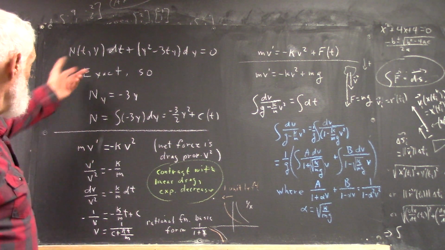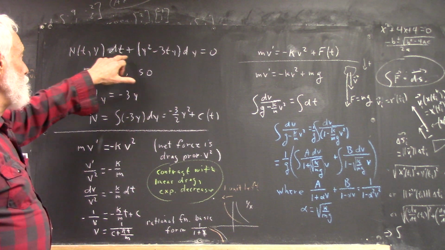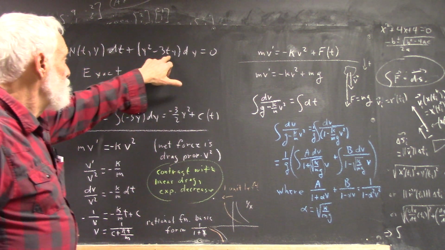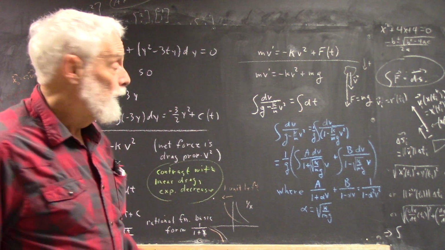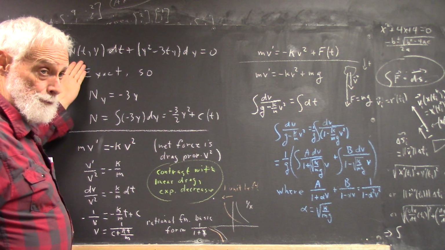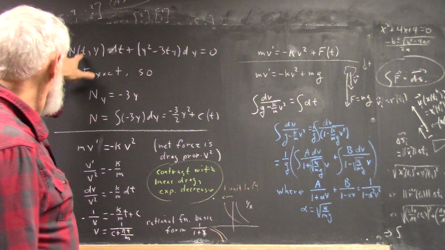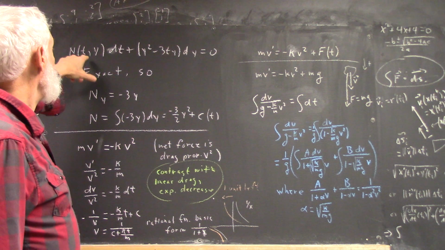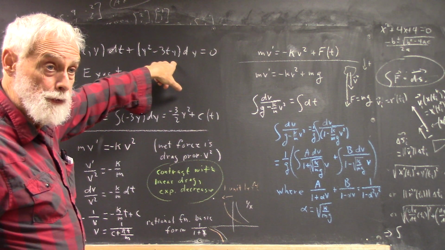Okay, question. You had a problem where you knew that N(t,y) dt plus (y squared minus 3ty) dy equals 0. You're given that this is exact. You want to find N(t,y). Well, you just apply the condition of exactness, which is that the y derivative of this has to equal the t derivative of this.